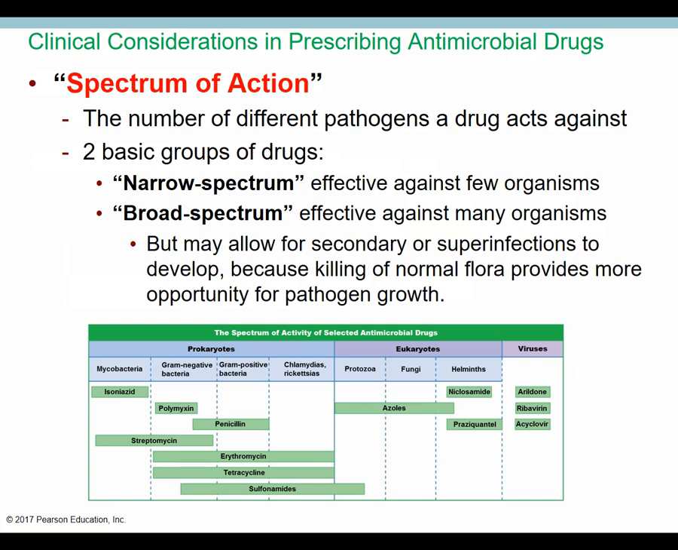fight the infection. One of the problems with a broad-spectrum antibiotic, though, is that it wipes out not only the pathogens, but also the normal flora, the good bacteria. And what that does is it opens up an opportunity for what we call secondary infections, opportunistic infections that develop sometimes after the administration of the antibiotic.